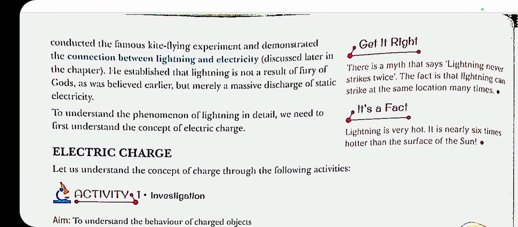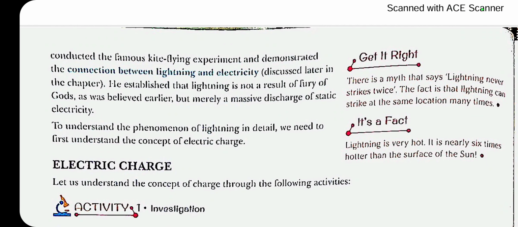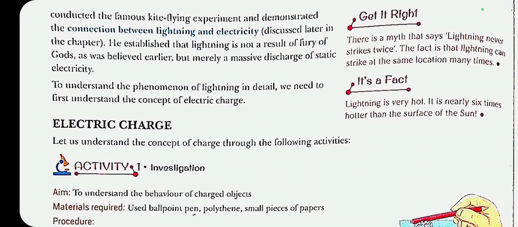Okay, this was the kite experiment in brief. So we know what happened. He conducted the famous kite flying experiment, demonstrated the connection between lightning and electricity, and established that lightning is not a result of the fury of gods. When he stored the electricity of the lightning in the Leyden jar to show others, it was not a result of God's fury but merely a discharge of static electricity, a massive discharge.